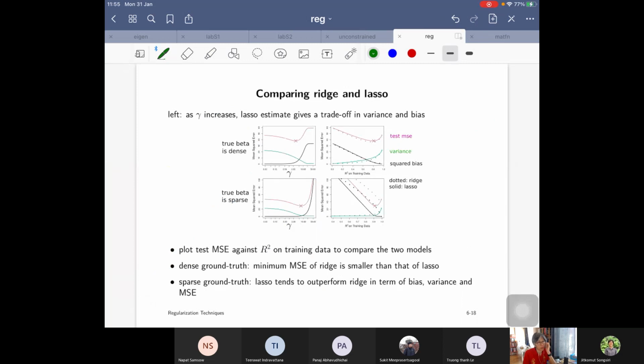Now we compare some properties of the Ridge and the Lasso solutions. We solve the problem under two conditions about the ground truth beta. The first one is beta is dense. The other one is beta is sparse. And what I plot, okay.